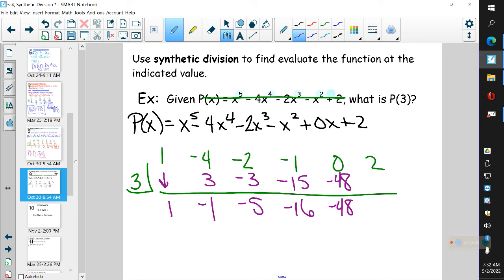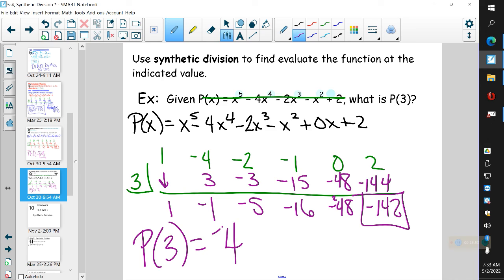And then lastly, you are going to have negative 48 times 3. 8 times 3 is going to be 24. Carry the 2. 12, 13, 14. Negative 144 to give you negative 142. So what this means is P at 3 is going to be the value of negative 142.